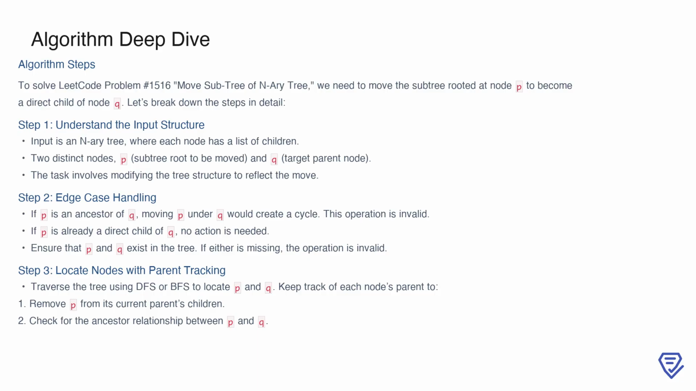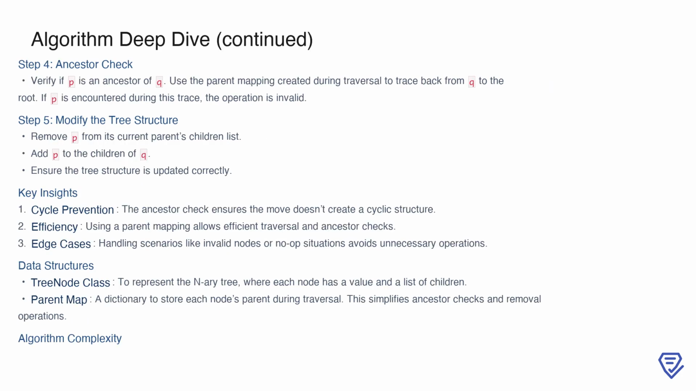To handle these steps, we start by traversing the tree using either depth-first search, DFS, or breadth-first search, BFS. During traversal, we keep track of each node's parent, which will help in removing P from its current parent and checking for ancestor relationships between P and Q. Once the parent mapping is built, the next step is to verify if P is an ancestor of Q. This is done by tracing back from Q to the root using the parent map. If P is encountered at any point during this trace, the operation is invalid because moving P under Q would create a cyclic structure in the tree.